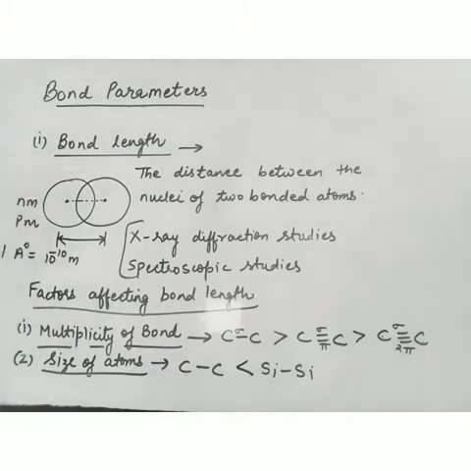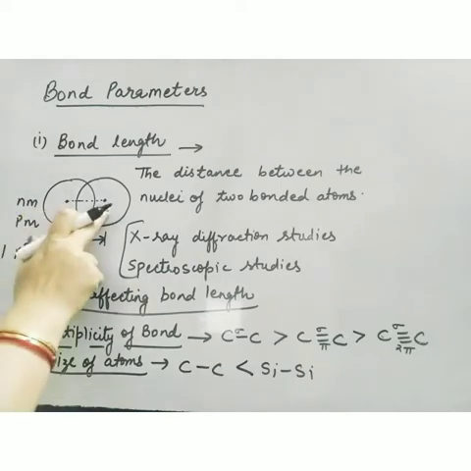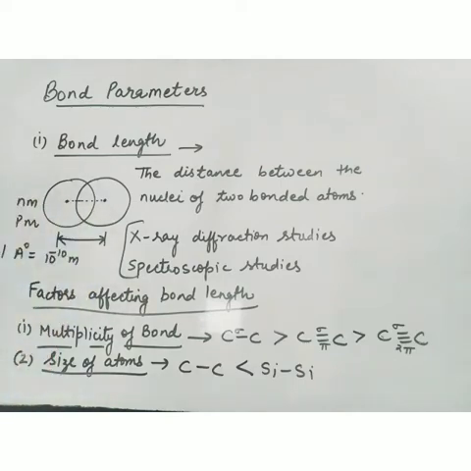So this was all about the first bond parameter, that is bond length. Distance between the nuclei of two bonded atoms in a molecule is known as bond length. We can calculate bond length by X-ray techniques, and this distance is very short, so it is generally measured in smaller units, that is angstrom, picometer, nanometer, like this.